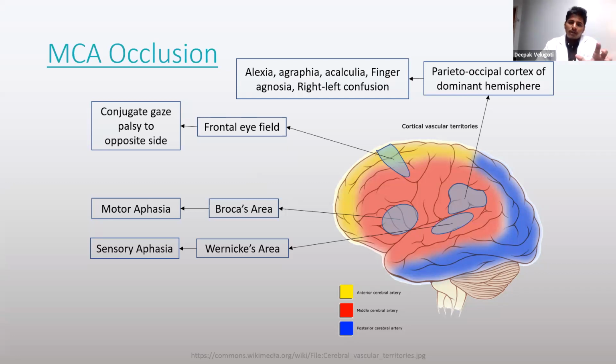There is a frontal eye field on the superolateral surface of the brain, which is supplied by both the middle cerebral artery and the anterior cerebral artery. But in middle cerebral artery occlusion, the frontal eye field gets involved more often than in anterior cerebral artery occlusion, and the patient develops conjugate gaze palsy to the opposite side. The middle cerebral artery also supplies the parieto-occipital cortex of the dominant hemisphere, where the patient develops alexia, agraphia, acalculia, finger agnosia, and right-left confusion. These symptoms collectively are called Gerstmann syndrome.